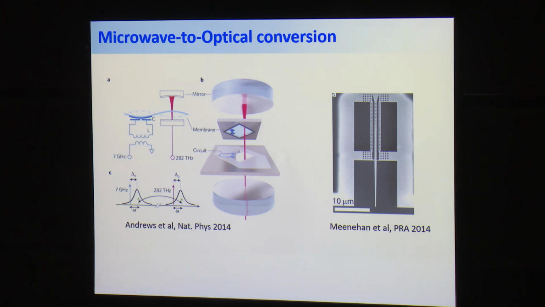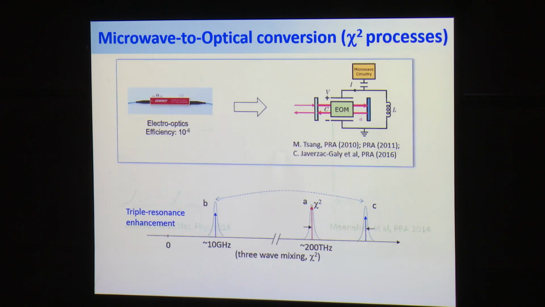So you may ask, can you do this chi-2 process without any moving parts to make this converter? The idea actually has been in the community for quite a long time. We had that idea too at the same time.